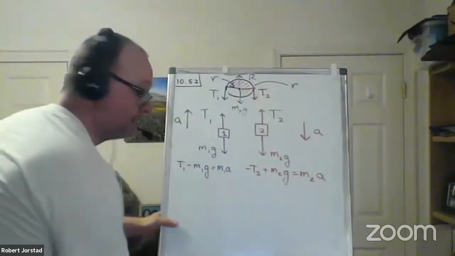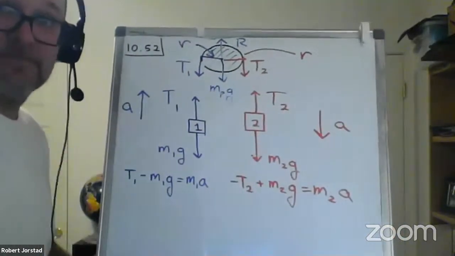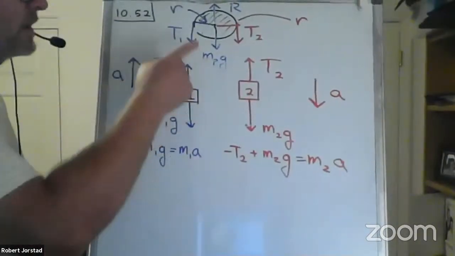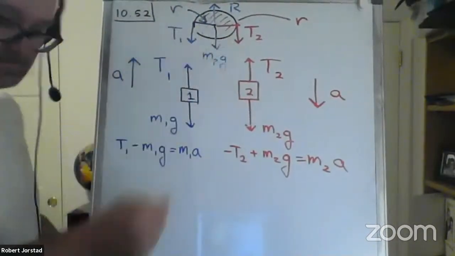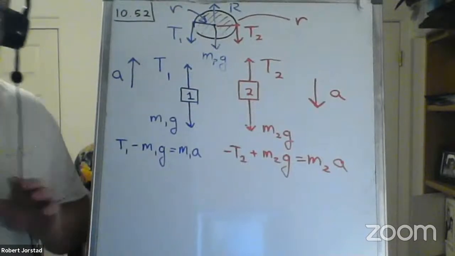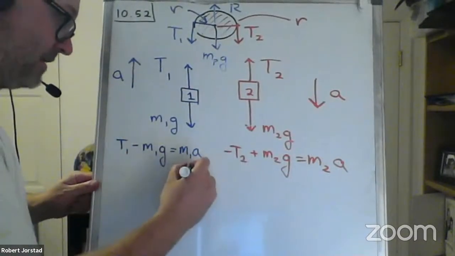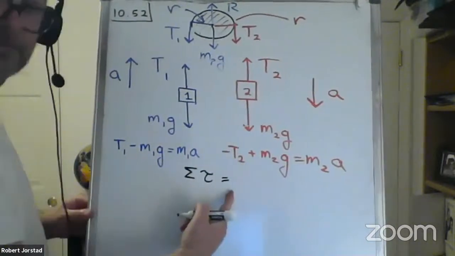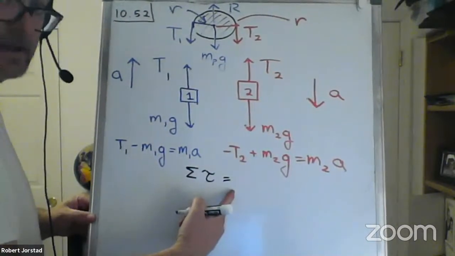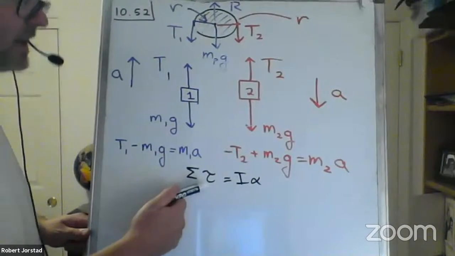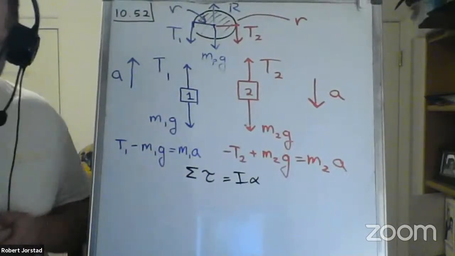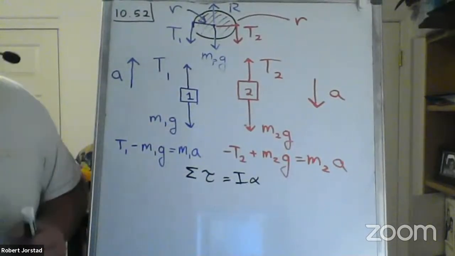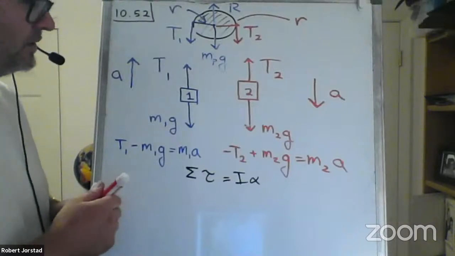So, based on that, what is the torque equation for this sucker? Let's remind ourselves. Sum of torques equals what? Not MA, but I alpha. Okay. We're going to have two torques, torque 1 and torque 2.